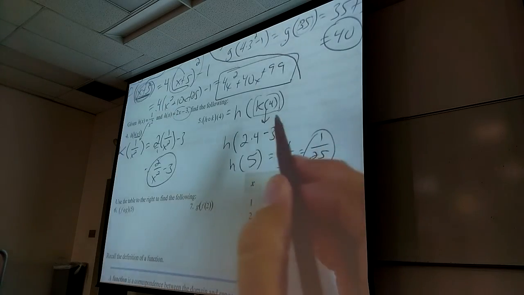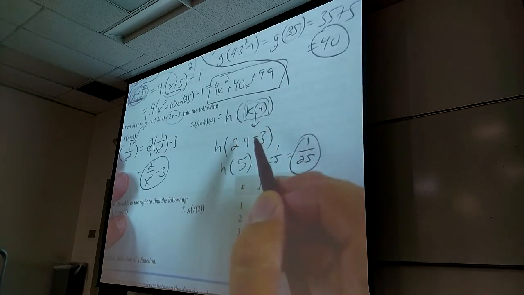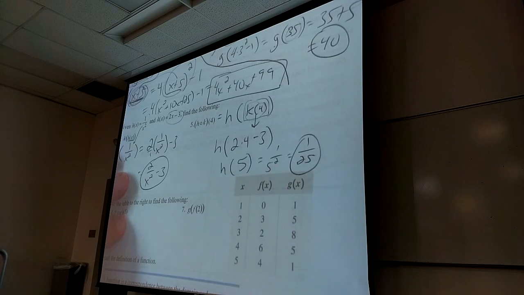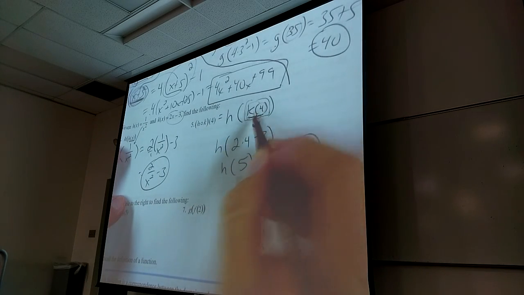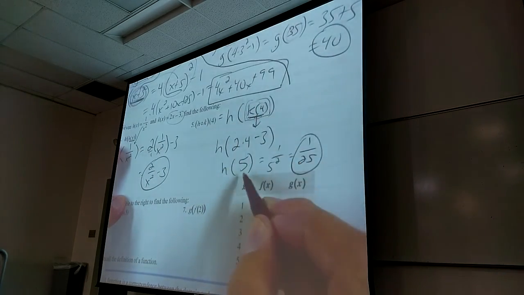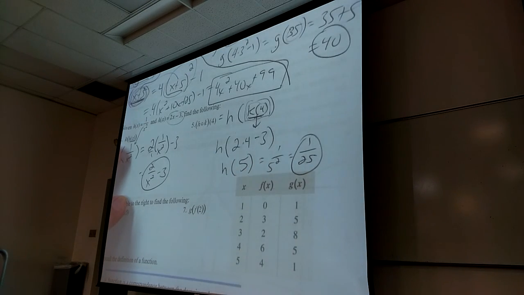So this is saying plug K of 4 into H, and you're like, all right, what's K of 4? You want me to plug that thing in. You guys get that? You can see that? It's just one extra layer. I'm not going to tell you what this is, but whatever it is, I want you to plug it in H. You're like, all right, let me figure out what it is. Oh, plug a 5 in, sweet.